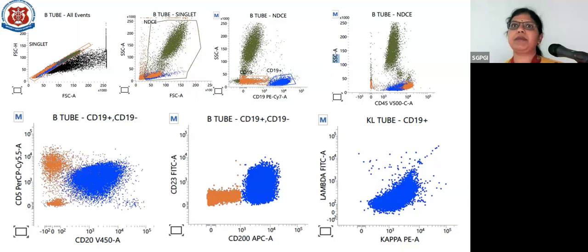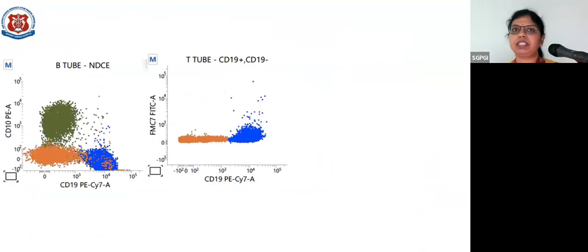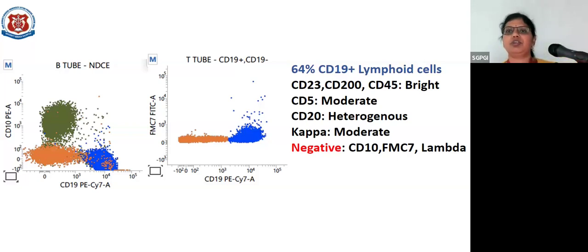Then the next step is a bright expression of CD200 and CD23. So till now, the case is looking like a case which follows all the book rules. And FMC7 was negative and CD10 was negative. You can compare here with the granulocytes, which I gated in the initial plot and which normally express CD10, which has come beautifully in them. But our population of concern is negative here. So the case had 64% CD19 positive lymphoid cells with bright CD23, CD200, moderate CD5, heterogeneous CD20, moderate kappa, and negative for CD10, FMC7 and lambda.